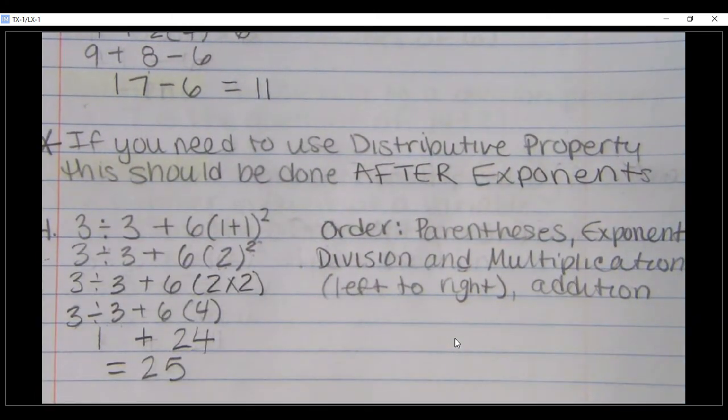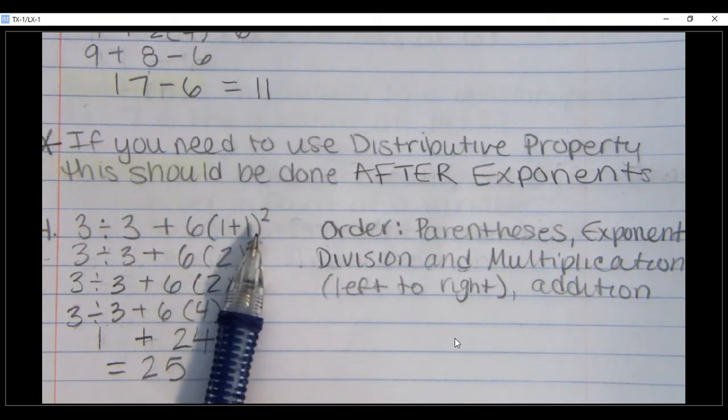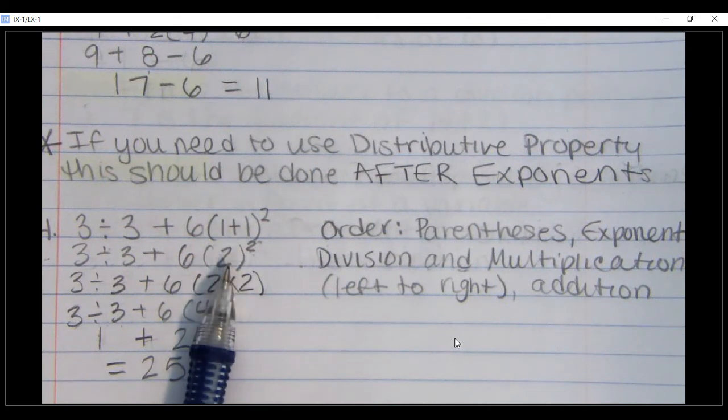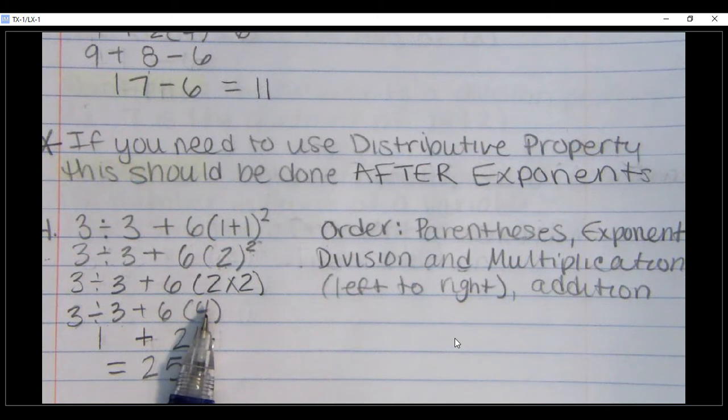So to kind of recap, that was like a big one. We used practically every step in order of operations. We added the numbers inside the parentheses first, so parentheses first. We then took what was in the parentheses and squared it with our exponent step. Then we started from the left and went to the right and completed a division problem and a multiplication problem. And then finally, we added our numbers together.